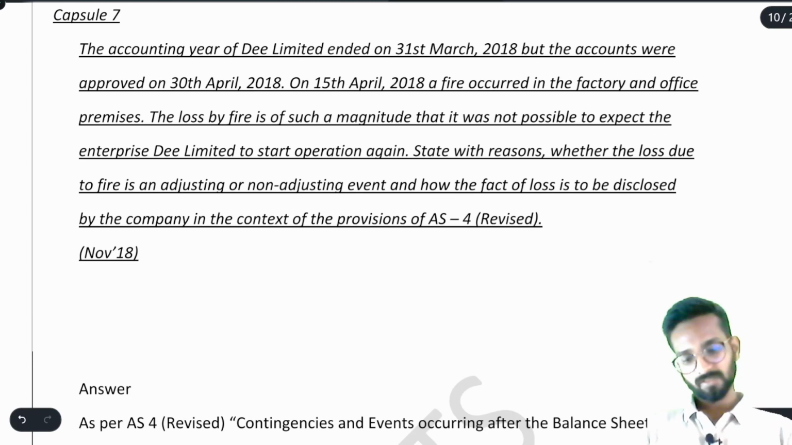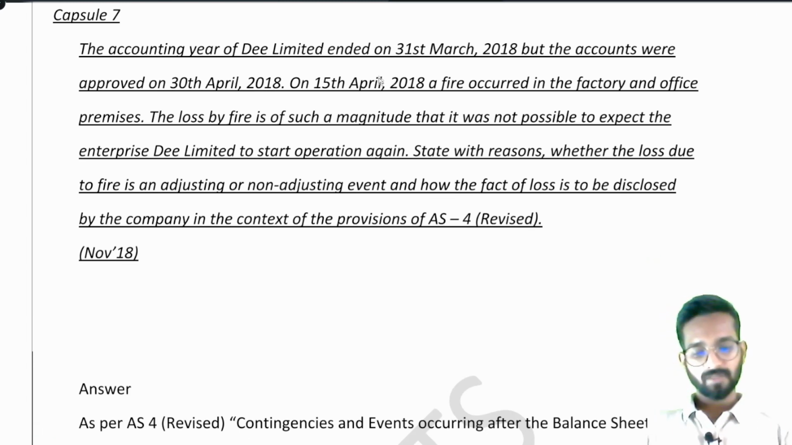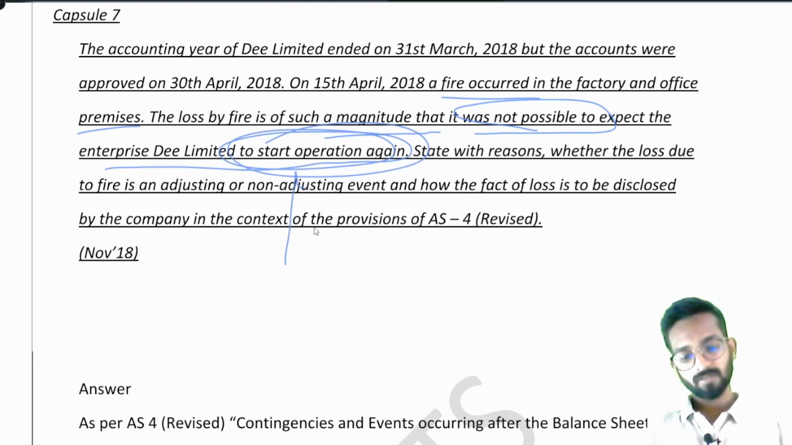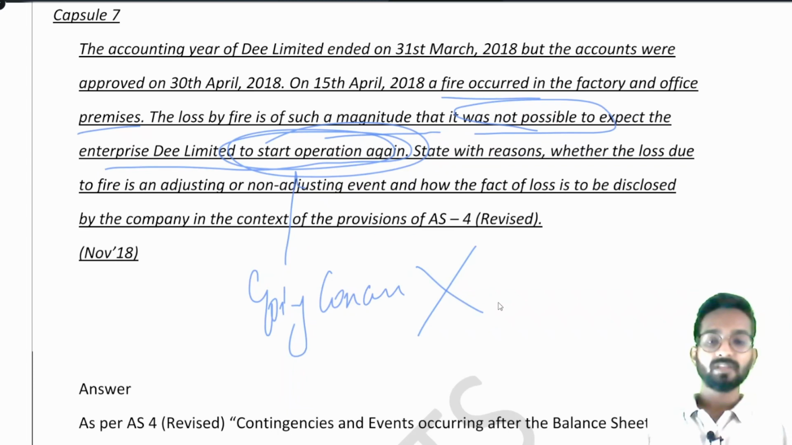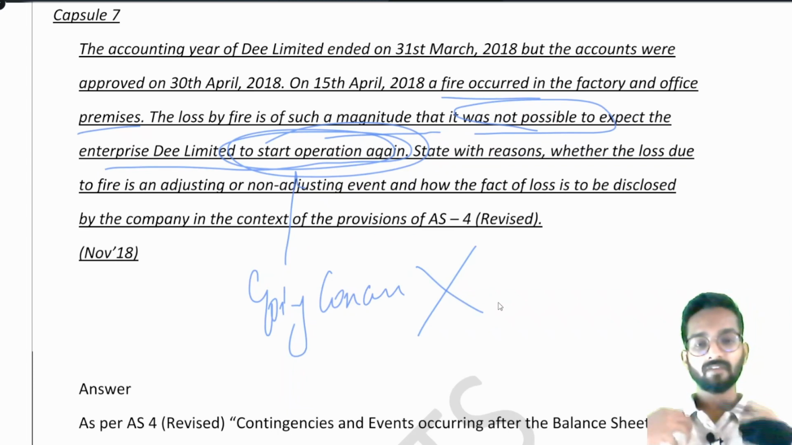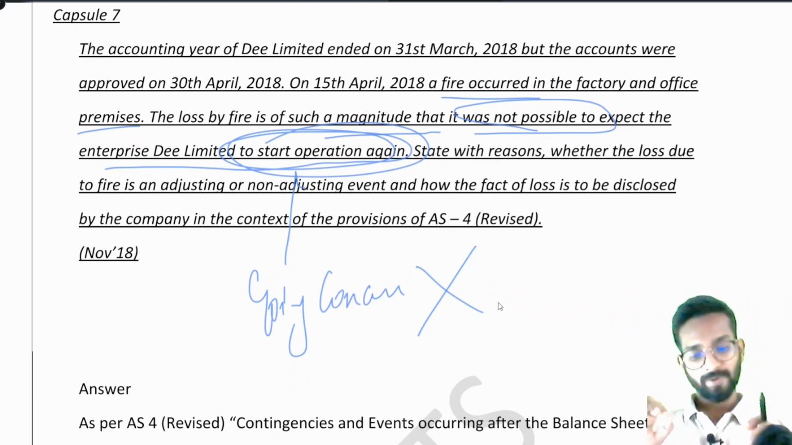Now, capsule number 7. Check. The accounting year of D Limited ended on 31st March 2018, but the accounts were approved on 30th April. On 15th April, a fire occurred in the factory and office premises. The loss was of such a magnitude that it was not possible to expect the enterprise to start operations again. Oh my God, what does it mean? It means the going concern assumption has gone. It means the enterprise is thinking we will not be able to start the operations again.